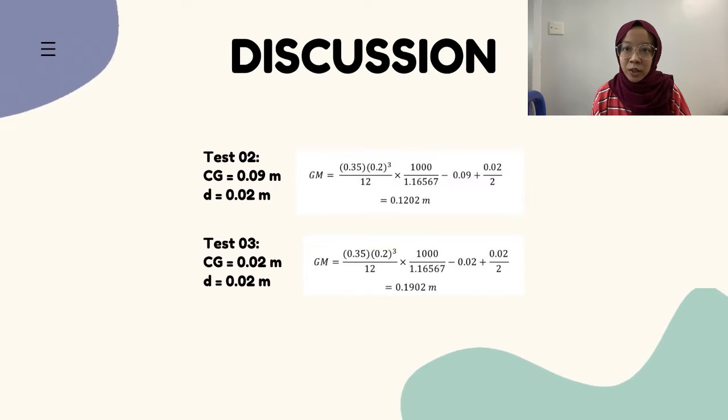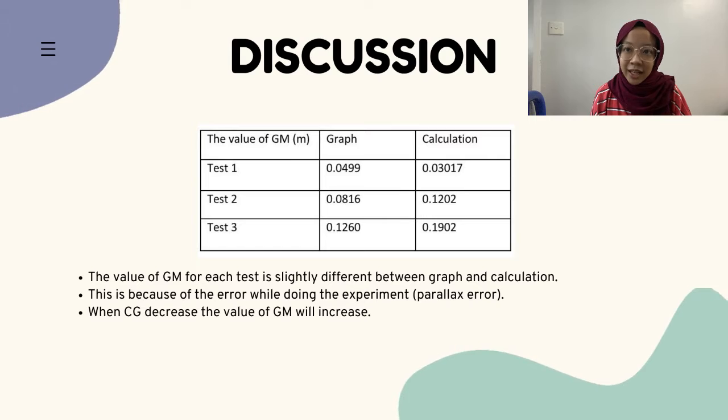So based on the value of GM from calculation and graph, the value of GM for each test is slightly different between the graph and the calculation. This is because of the error while doing the experiment, such as the parallax error. And another information that we can get from this experiment is when CG is decreased, the value of GM will increase.